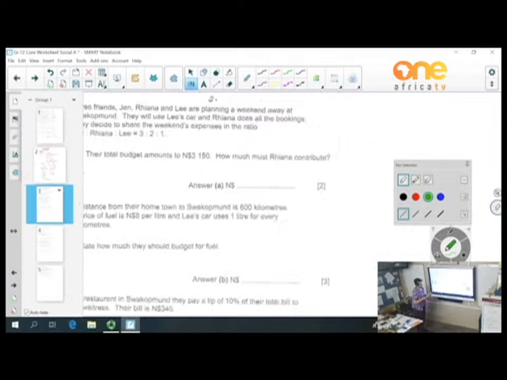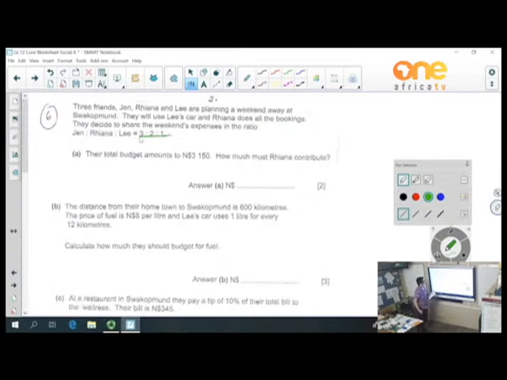3 friends, Jen, Rihanna, and Lee, are planning a weekend away at Swakopmund. They will use Lee's car, and Rihanna does all the bookings. They decide to share the weekend's expenses in the ratio 3:2:1. So there's the ratio now there. Their total budget is $3,150. How much must Rihanna contribute?